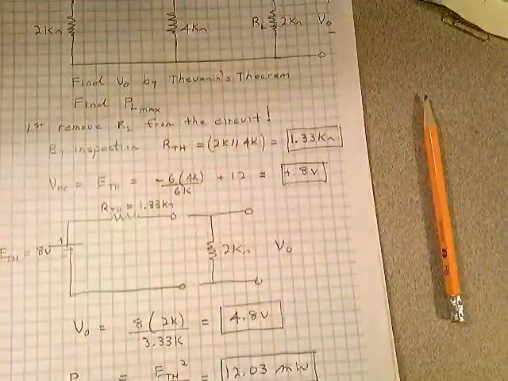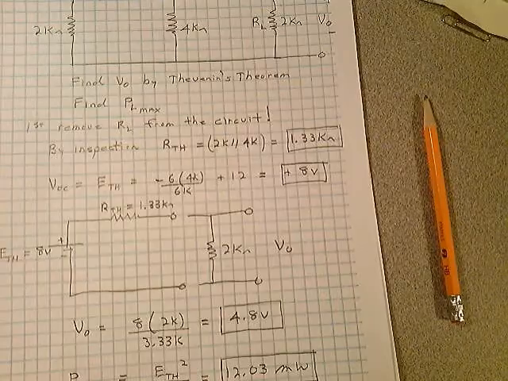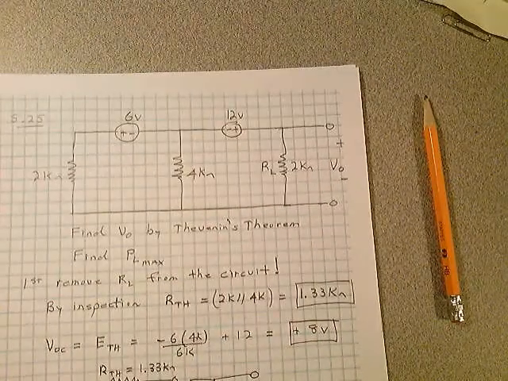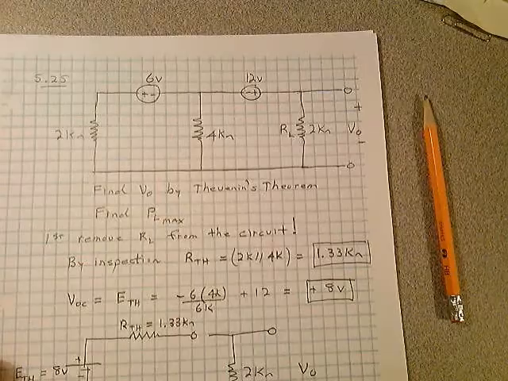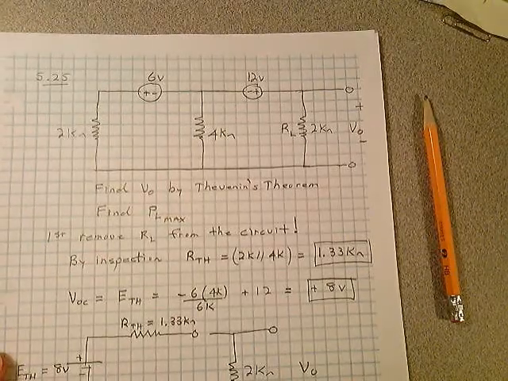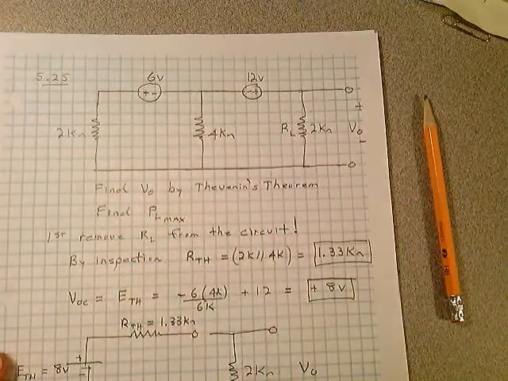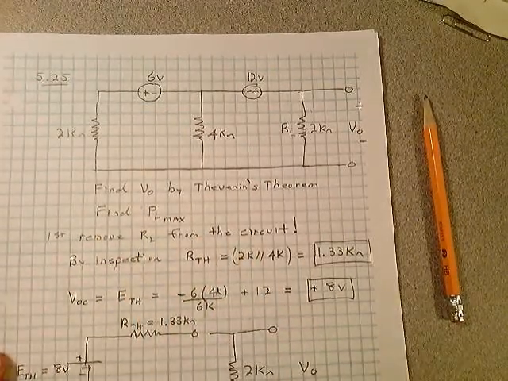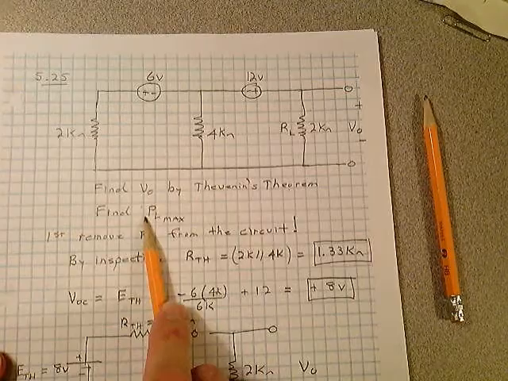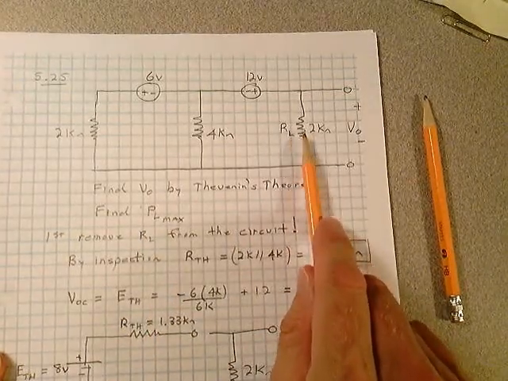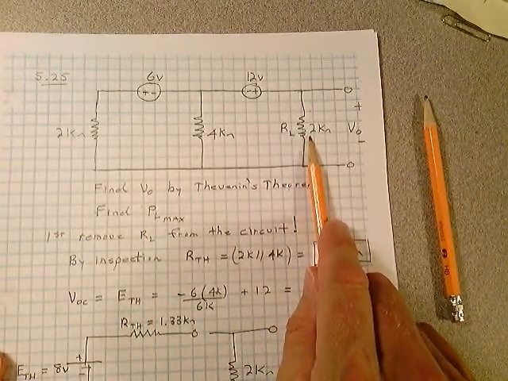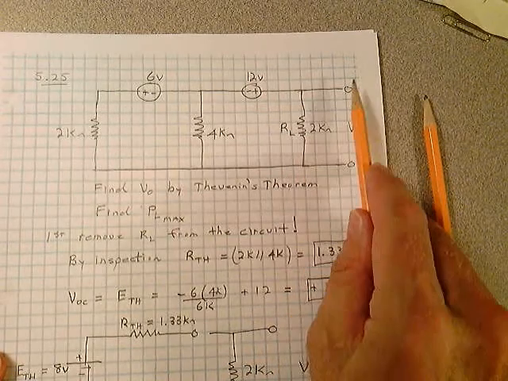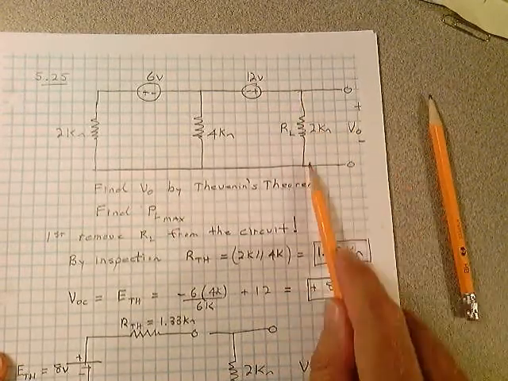The next problem I want to look at is one of the homework problems. It's 5.25. This is problem 5.25. No dependent sources. I want you to find V out by Thevenin's theorem. And I'm going to add one more thing. I want you to find the maximum amount of power that can be delivered to that 2K ohm resistor. Because that's what they're saying V out is across that.